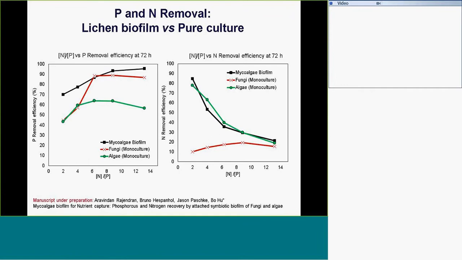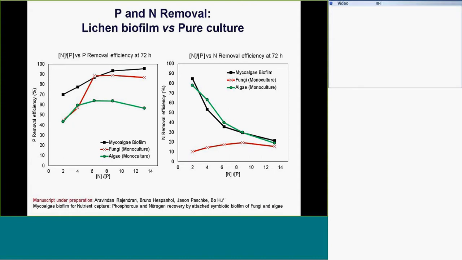This also confirmed that when the algae is utilized alone, it does not remove phosphorus efficiently, which is 6% as the maximum, and when it's cultured together through the biofilm, it removes close to 100%. That's for phosphorus. Same thing for the nitrogen.